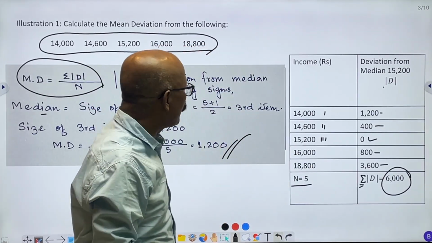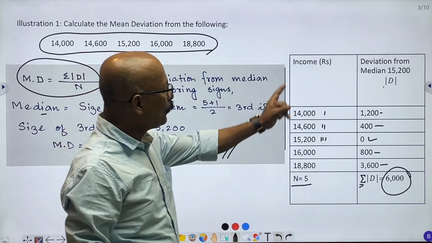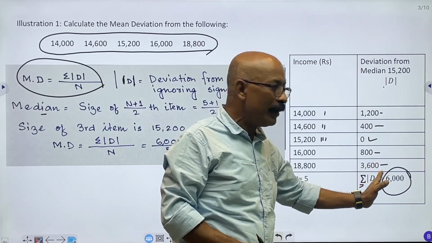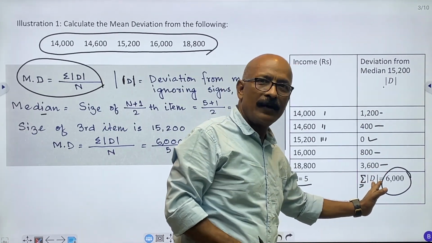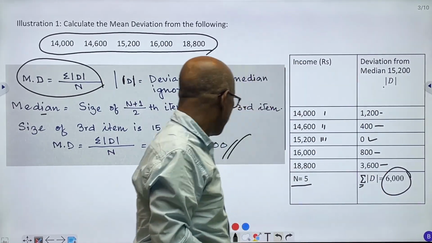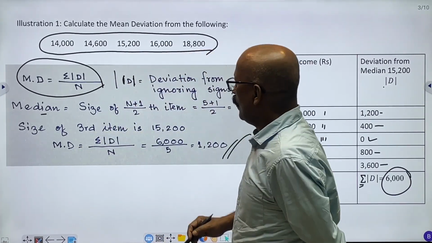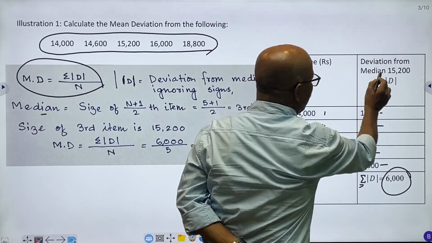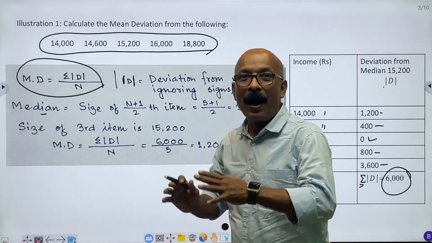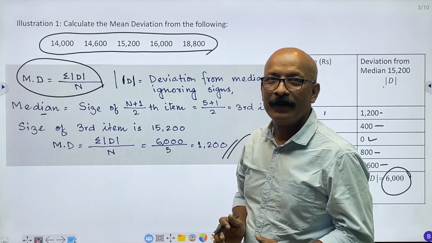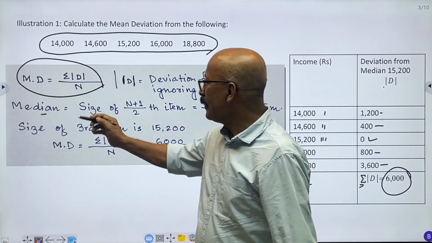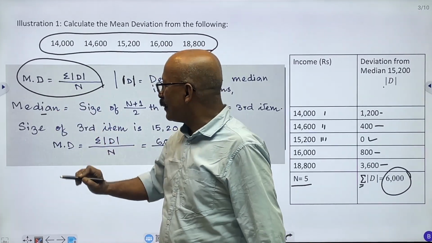To calculate the value of summation D, first of all we have to calculate the value of D. Then when we add it all up, it will come as summation modulus D. Now this is deviation from median. The question is how we can calculate the median. In the case of individual series, it's very easy to calculate the median.